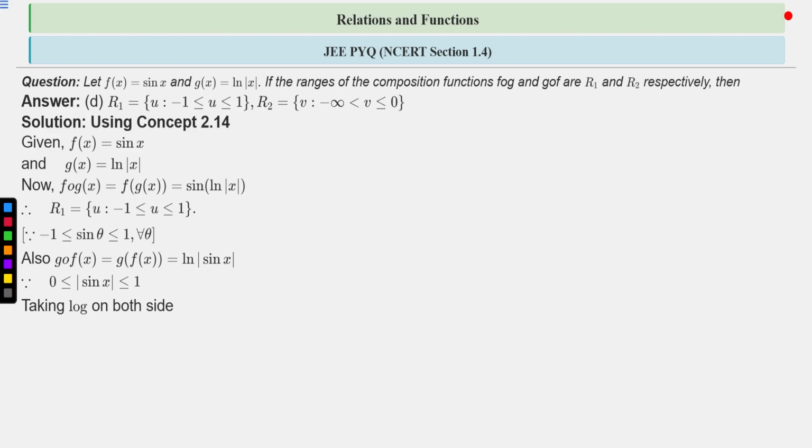So taking log on both sides, what we will get? Ln mod sin x will be from minus infinity to 0, right? Hence, we can say that the range R2 is v such that v is from minus infinity to 0. Got it? Therefore, option D: R1 is equal to u such that u is from minus 1 to 1, R2 is equal to v such that v is from minus infinity to 0, right? Clear?